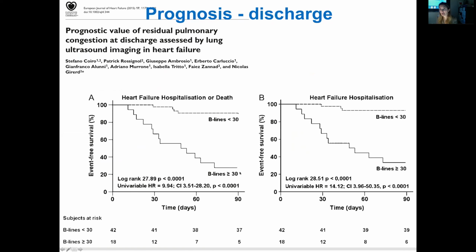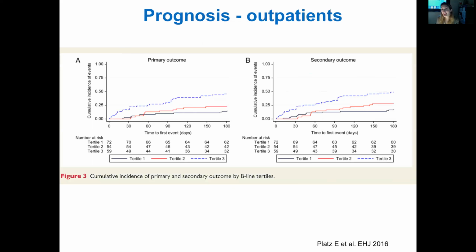The cutoff can change a little bit. It depends on the study population you have, and of course these numbers are indicative somehow. So there's not so much difference from 20 to 30 B lines, but of course there is a difference between 0 or 5 or 10 B lines, and if you have 30 or 40 B lines. And this is true also in outpatients. So if you have patients coming to your ambulatory office for heart failure, even when they are asymptomatic, if they have B lines, this is a very strong predictor of a new hospitalization for heart failure.